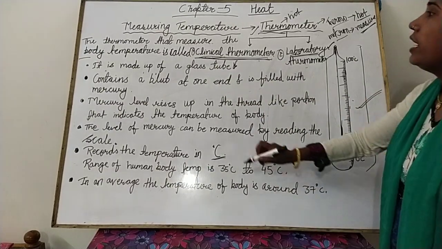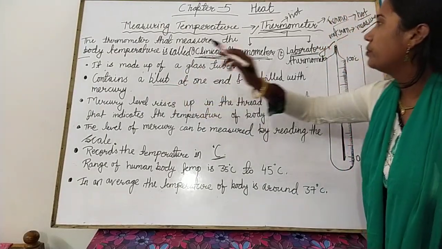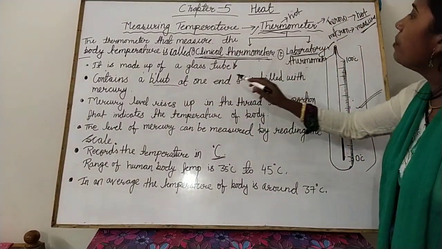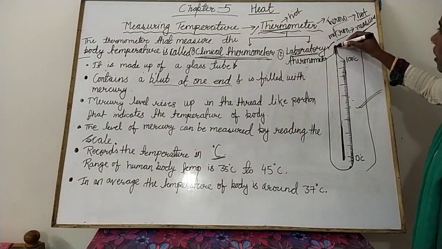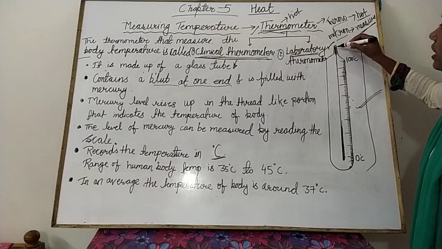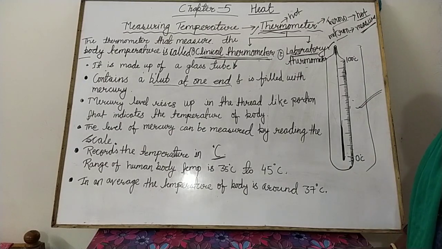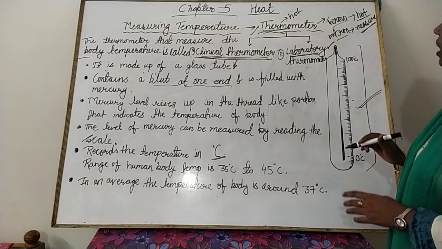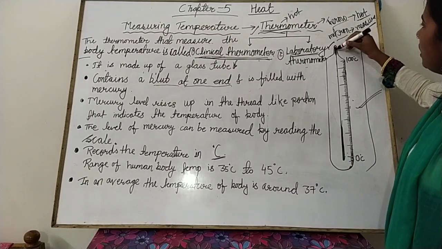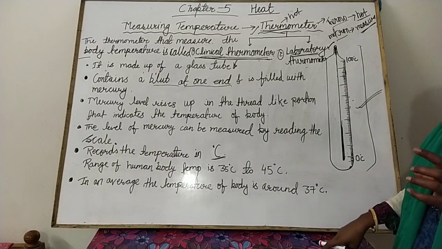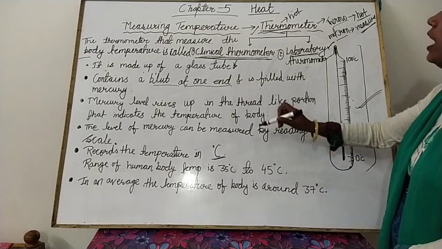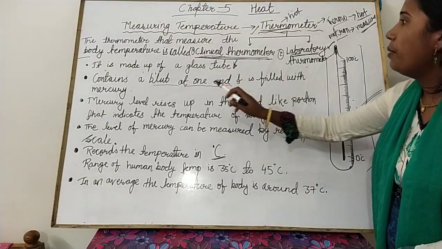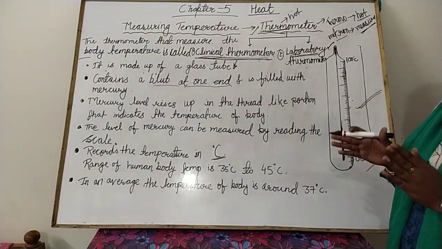And second point, it contains a bulb at one end. Not like a tube light bulb, but another type of bulb. When you look closely at the thermometer, you observe one little bulb, and that is filled with mercury.